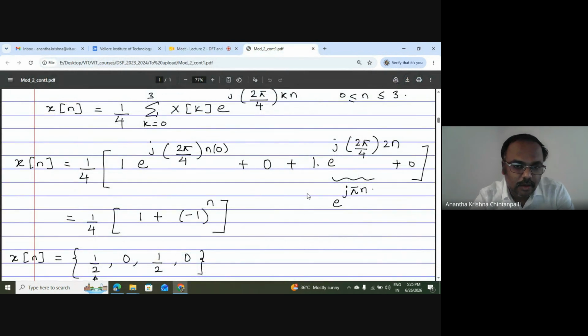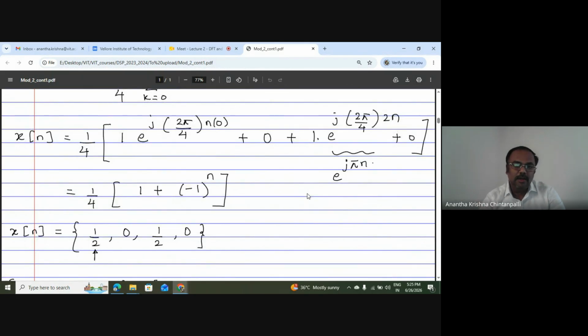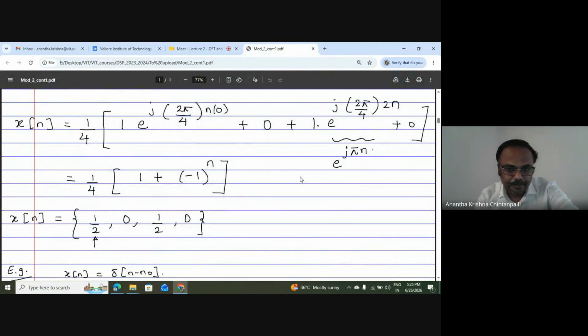So little n goes from 0 to 3. When n is equal to 0, what happens to this term? This is going to be 1 plus 1, so this is 2 by 4, half. Then for odd values of n, the value is going to be 0. So that means for 1 and 3, the value is going to be 0. For even values of n, it's going to be half. Okay, I hope this is clear so far.